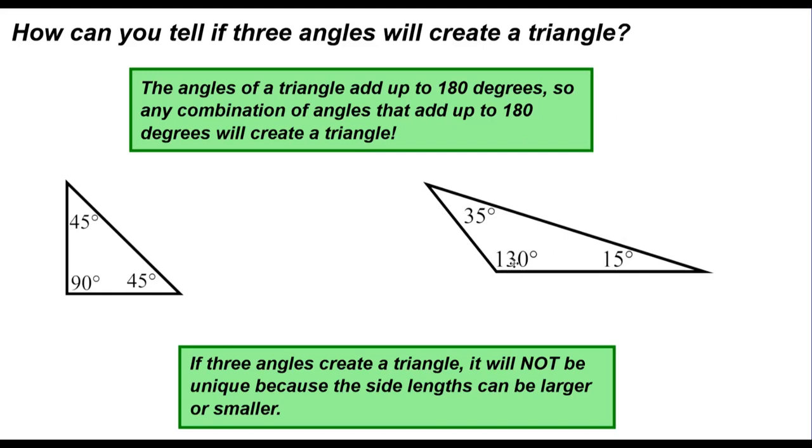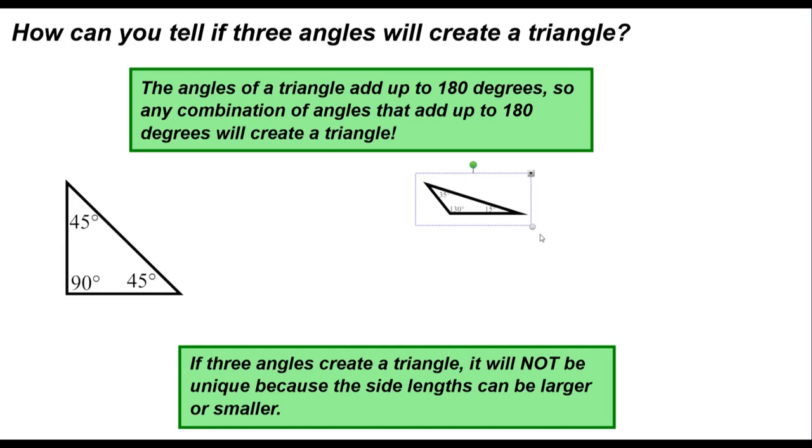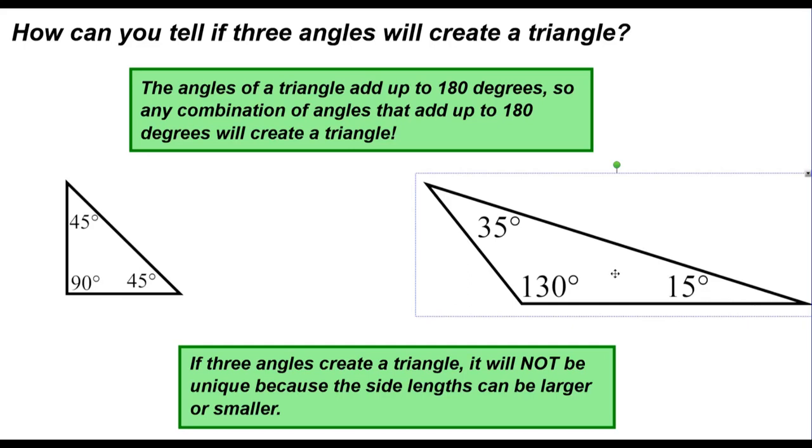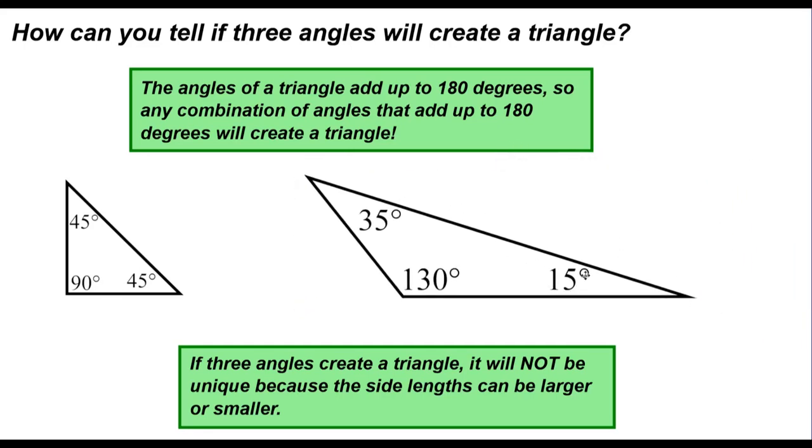So again, here I have 130 degrees, 15 degrees, and 35 degrees. These three angles add up to 180 degrees, so they create a triangle, but not a unique triangle, because this smaller one here has the same angle measurements, or this larger one has the same angle measurements, but they're not unique. So that's what's different about creating triangles out of angles. You're not determining a unique triangle. You're just creating a possible triangle. So they could all be different sizes. It will not be unique because the side lengths could be larger or smaller.